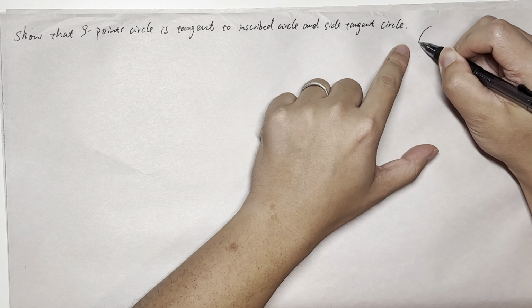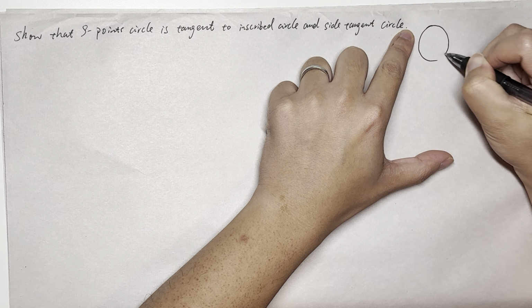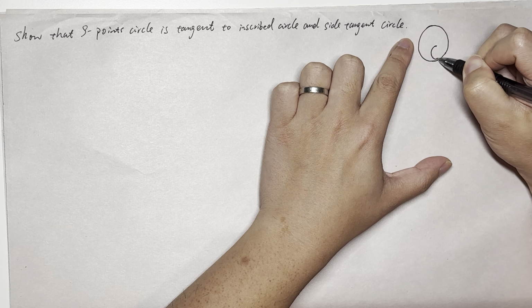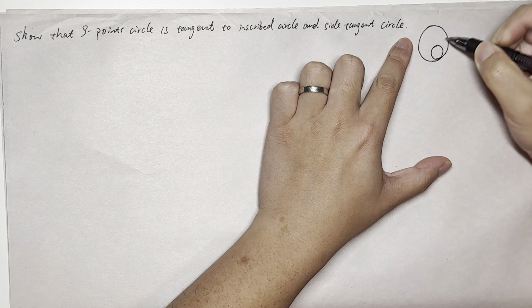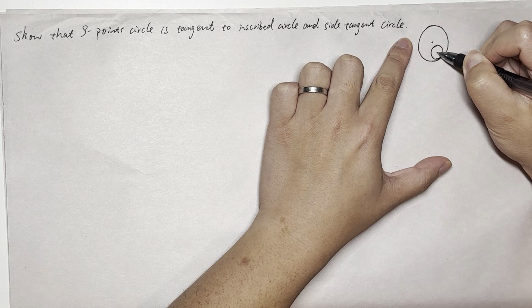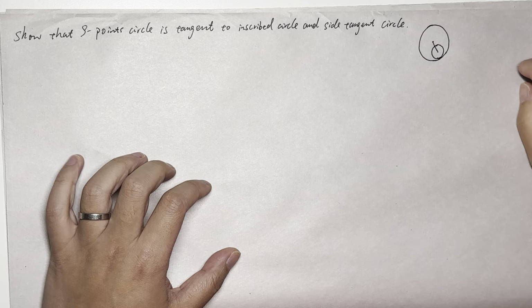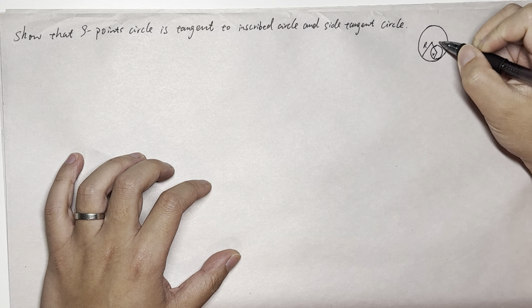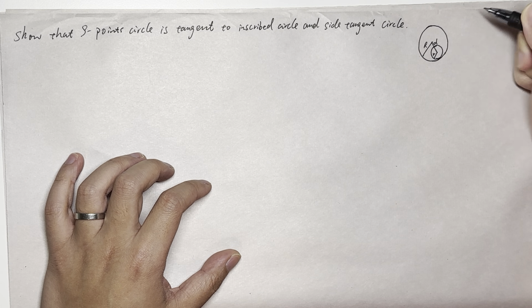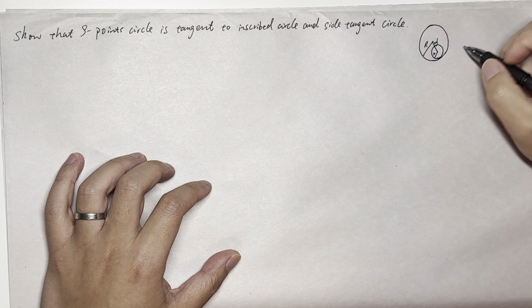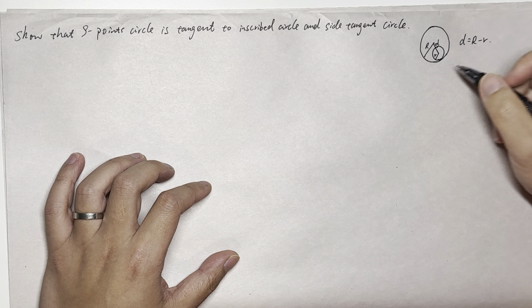In the proof that two circles are tangent, for example, if they are tangent inward, so let's say this is R, this is r, the distance of the centers is D. So we can just prove that D equals R minus r to prove that these two circles are tangent, right?